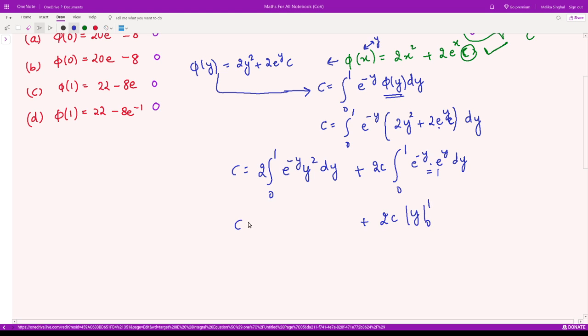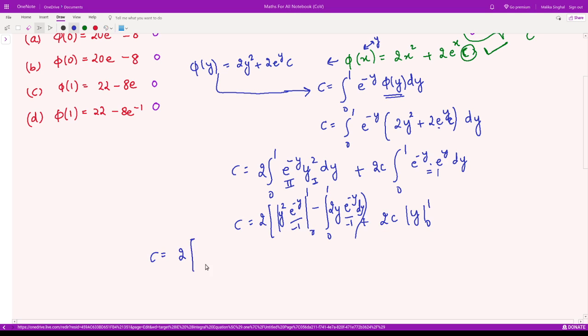And here we have to apply the product rule, integration by parts, right? So we'll assume this as our first function and this as our second function, right? So I can take the first function as it is. Integration of second would be this, limits from 0 to 1, minus integration 0 to 1, derivative of first, that would be 2y, into integration of second, e to the power minus y upon minus 1 dy, right? So this is our second term. So we have c is equal to 2. Let me put the limits over here.